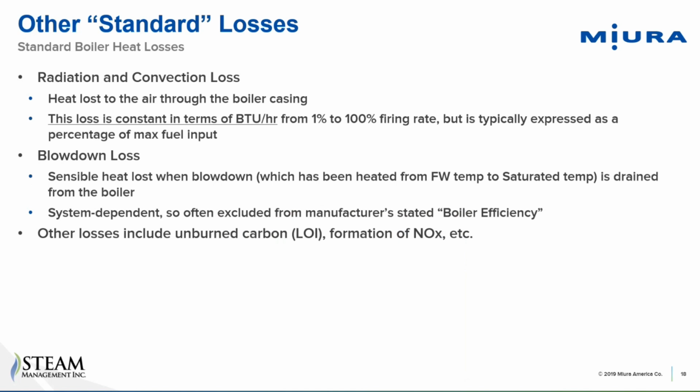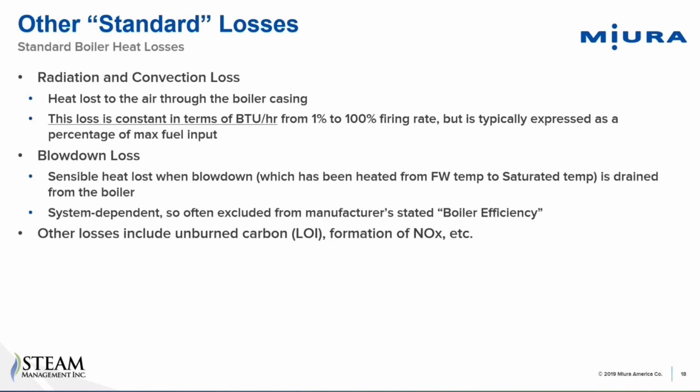Some other standard losses, you've got radiation and convection loss. That's the heat lost to the air through the boiler casing. One important note that will come back when we talk about in-service efficiency is that this loss is constant in terms of BTUs per hour, from 1% to 100% firing rate. When you see it expressed as a percentage of the max fuel input, it may be 1% or 0.5%. But if you're firing at, say, half rate, then that percentage is actually higher, because your loss is constant in terms of BTUs per hour. It's because your boiler casing temperature is always basically the same. It's always losing essentially the same amount of heat to the boiler room.